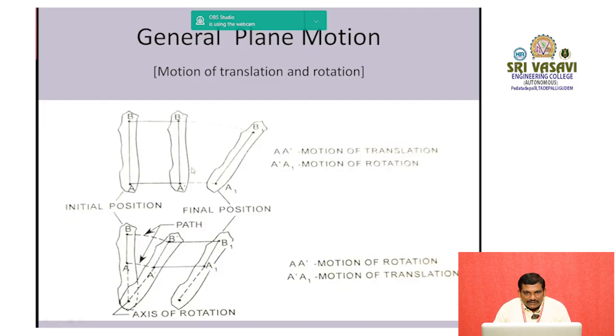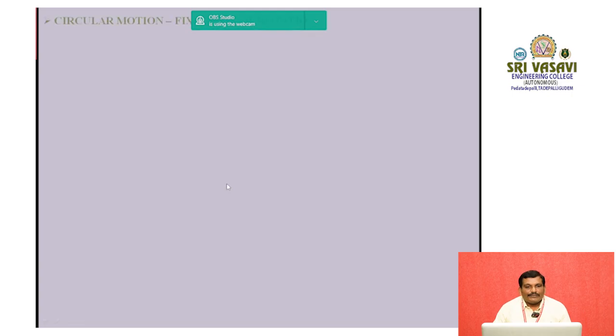See here, this is the graph of general plane motion. A to A dash represents motion of translation, it is a straight line, and A dash to A1 is the motion of rotation, which has a curved path. This is the initial position, this is the final position. A dash A is the motion of translation, and that is the axis of rotation. And next, coming to circular motion.